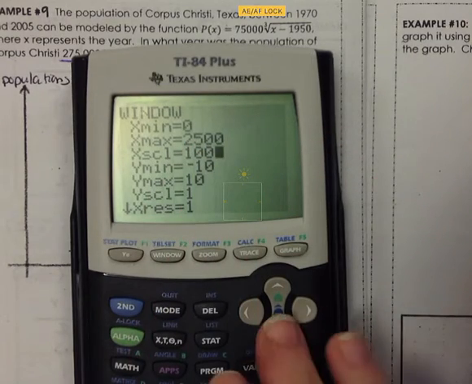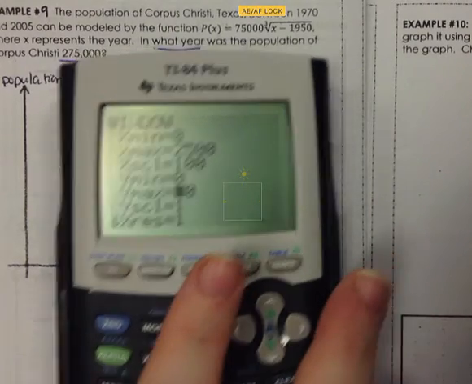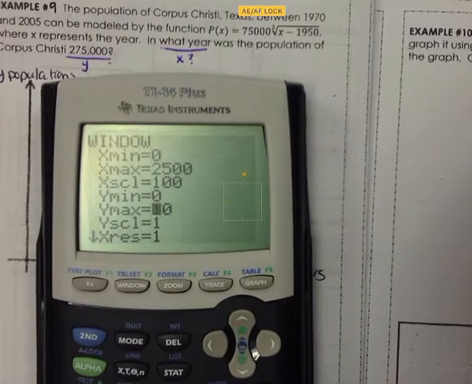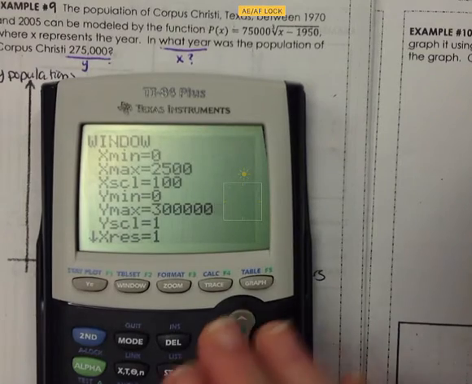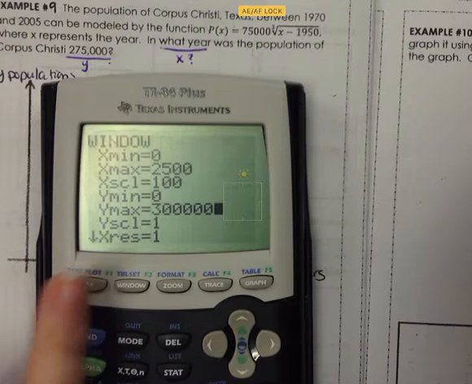Now the Y's are your population, so minimum population obviously has to be 0, because you can't have negative population. But the maximum population, we already want to know when it hits a population of 275,000. So that we can actually see most of the graph, we could increase that 275,000 to maybe 300,000, so that we can see where it crosses, but then we can see more.